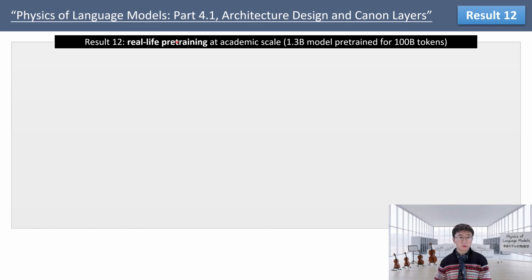I'm going to perform real-life pre-training at what I call the academic scale, which is models of 1.3 billion parameters pre-trained for 100 billion tokens. This turns out to be the largest scale that people usually do when performing architecture research in open literature. People use, for instance, the Slim Pajama data, or the Fine Web EDU data, or nowadays also the Nemotron CC data. But actually, it doesn't matter which one you use. Here in this talk, I'm going to use the Slim Pajama data. In the paper, you can find Fine Web EDU as well.